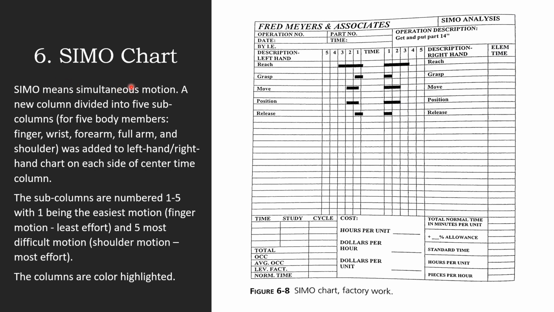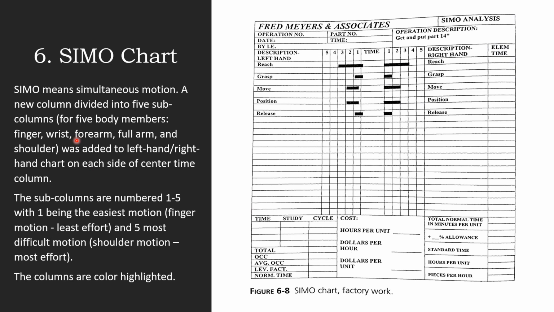The last one is your SIMO chart. Some people call it SIMO chart, or some people call it SIMO, it is the same thing. So SIMO means simultaneously doing the motion. And so a new column divided into 5 sub-columns. So for 5 body members, we have our finger, our wrist, forearm, full arm, and then our shoulder. So these are the parts that we studied, okay?